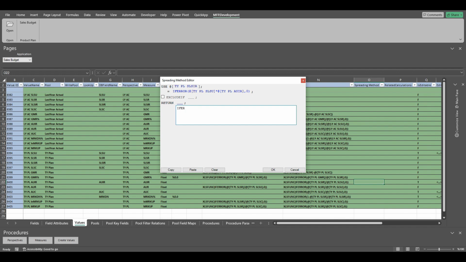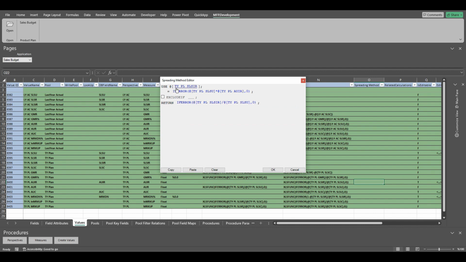formula. Again, if error, in parentheses, this year planned sales initial revenue divided by this year planned sales unit, and if there's an error, write 0.